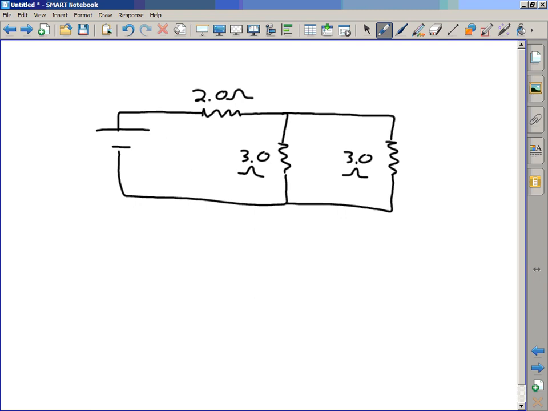What do I do? They're not all in series. They're not all in parallel. Do them separately. Do them one at a time. What do you want to do first, series or parallel? Parallel. It does matter. It does matter.